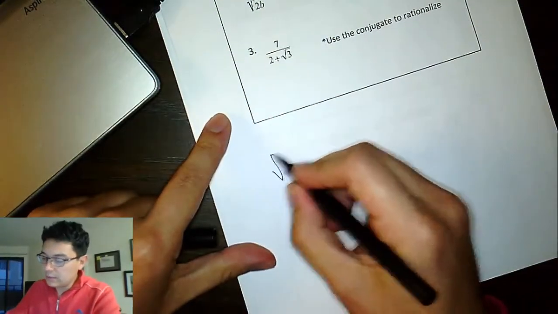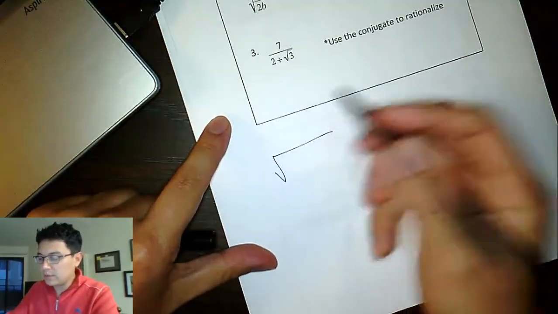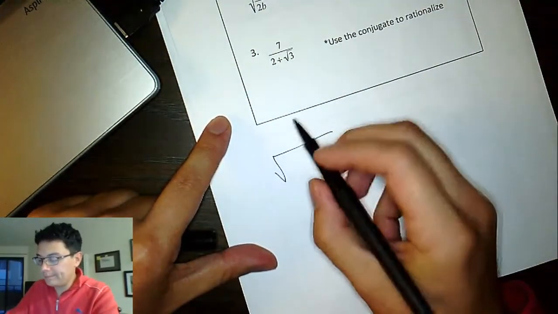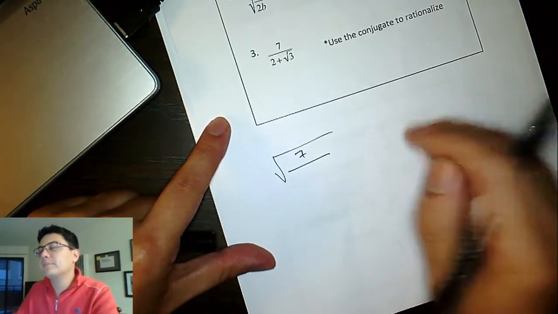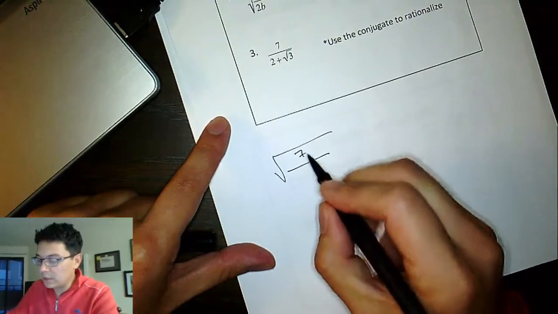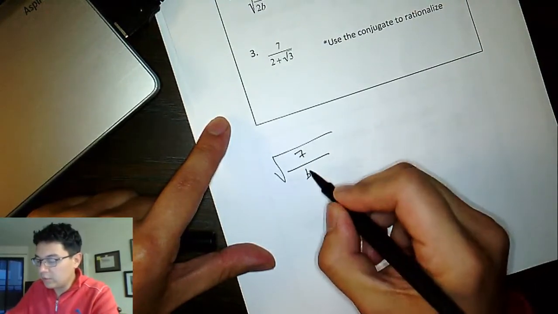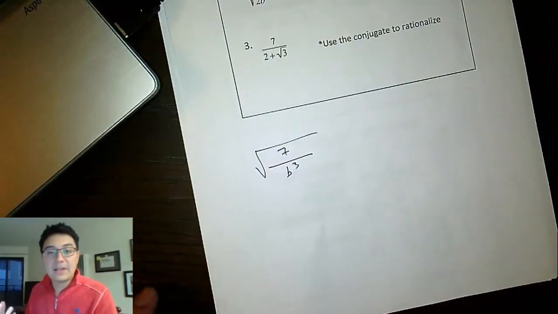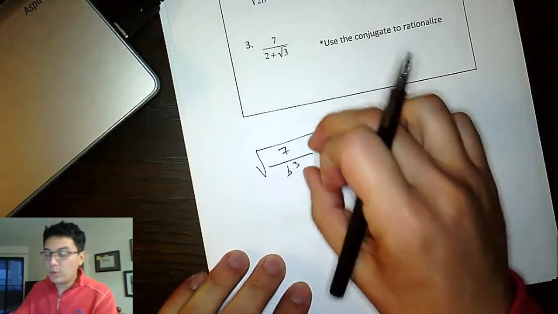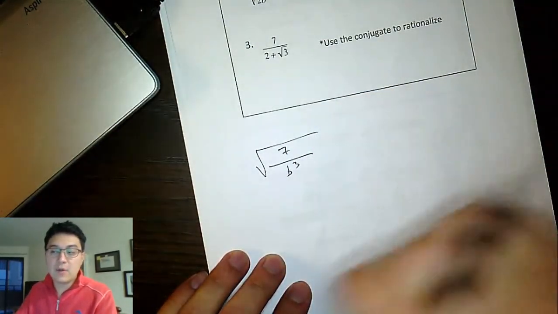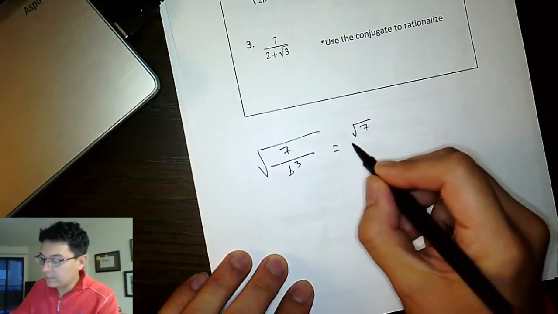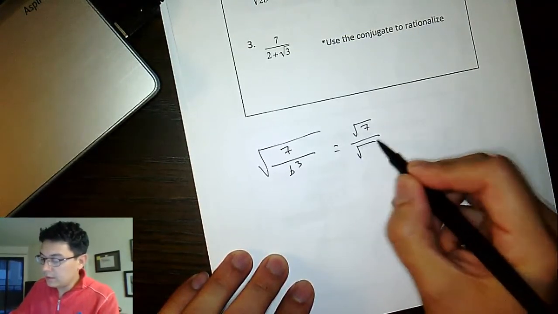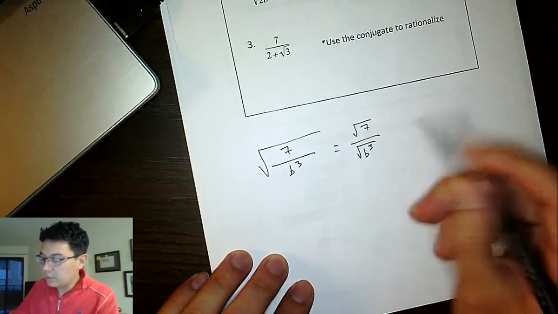So let's just do a square root. Let's do the square root of 7 over, I'm just going to make something up here, let's just do b cubed. Okay. By the quotient rule, if I have the root of a fraction, I can take the fraction of the roots. So this will then become the square root of 7 over the square root of b cubed. Okay?